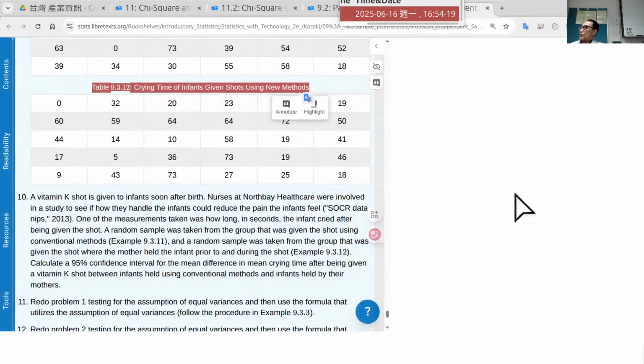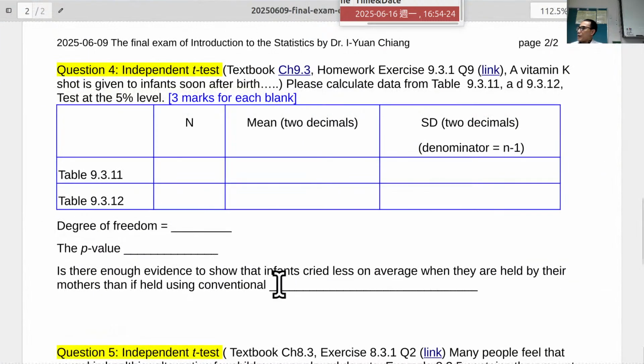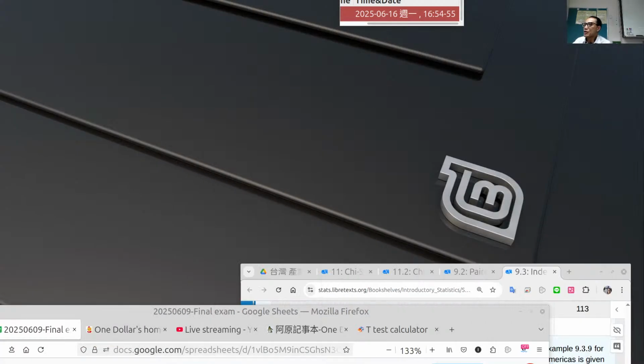Okay, and now the question is, first one, please fill those, the first one and the second one: the mean, 2 decimals, and standard deviation. Here just a reminder, the denominator is n-1. And the degree of freedom, p-value, and is the evidence strong enough to say the new way is better? Okay, let's check how to do this.